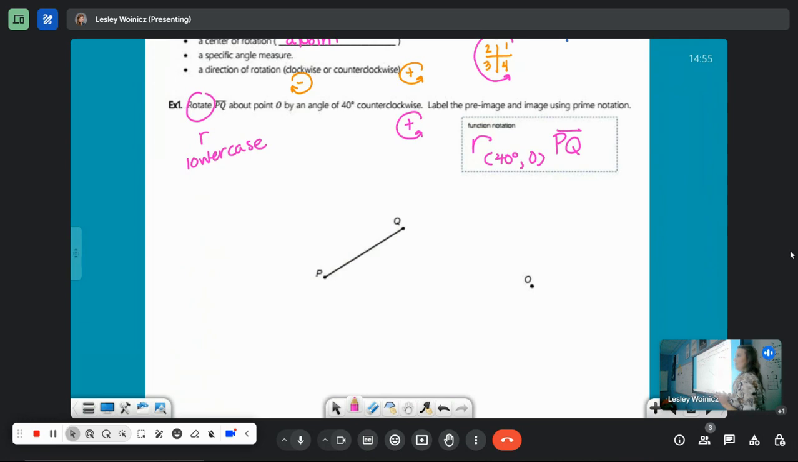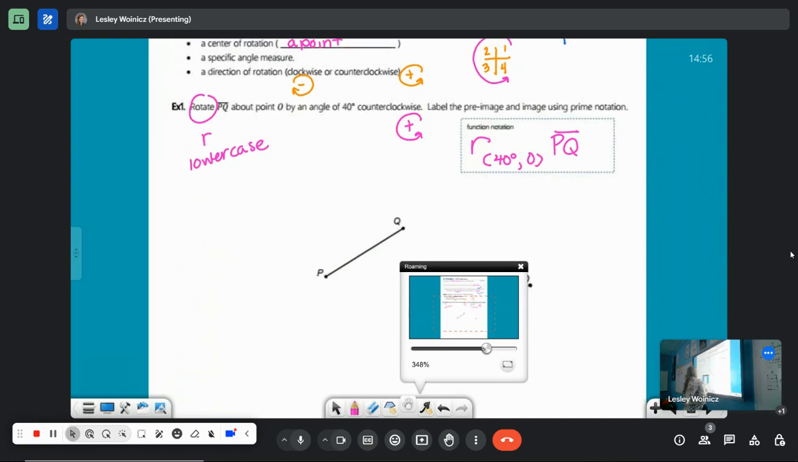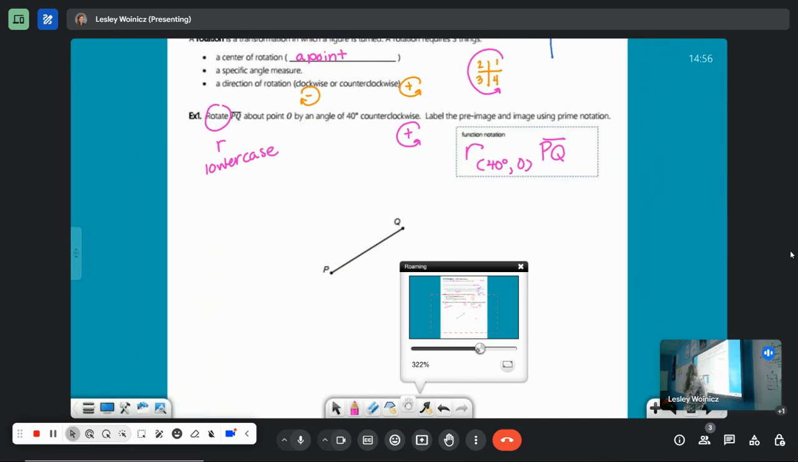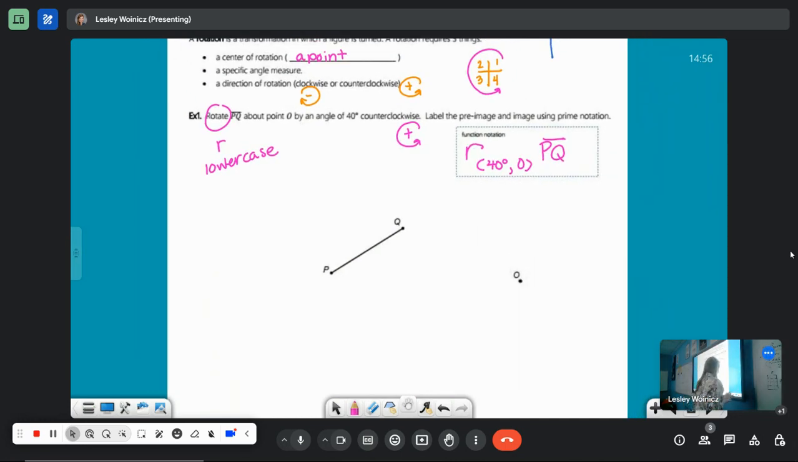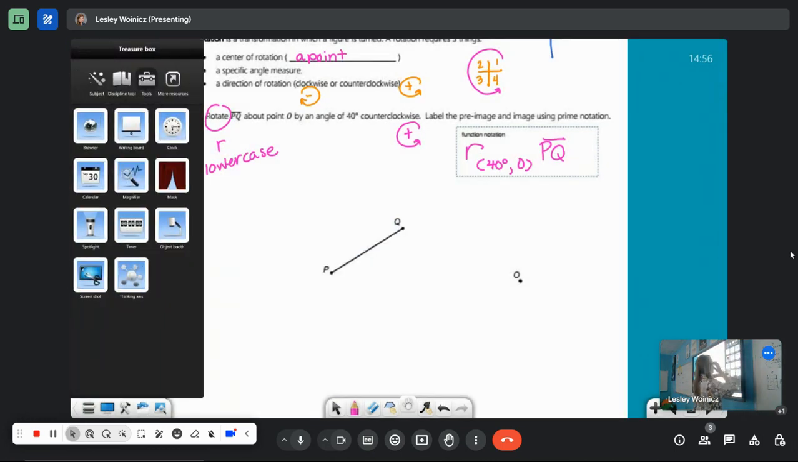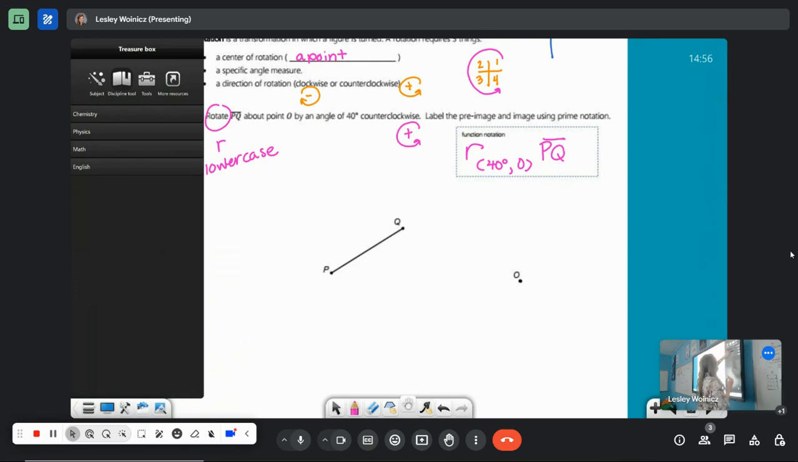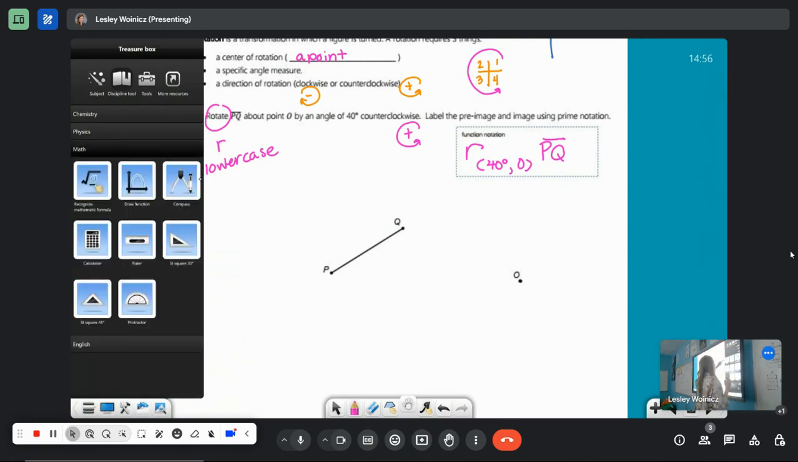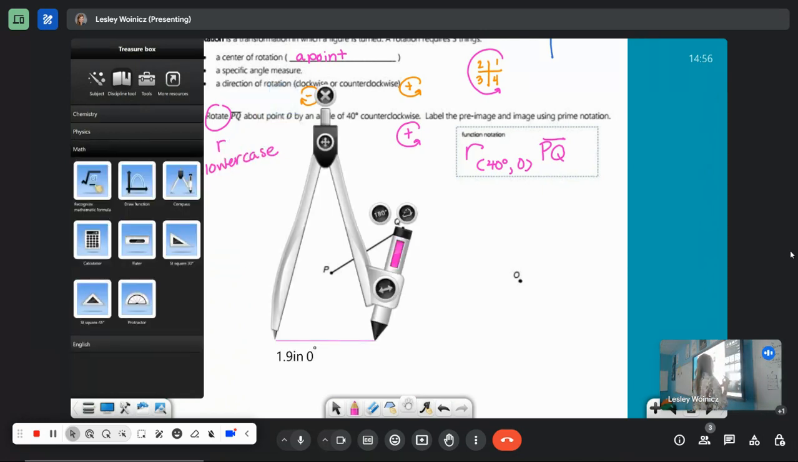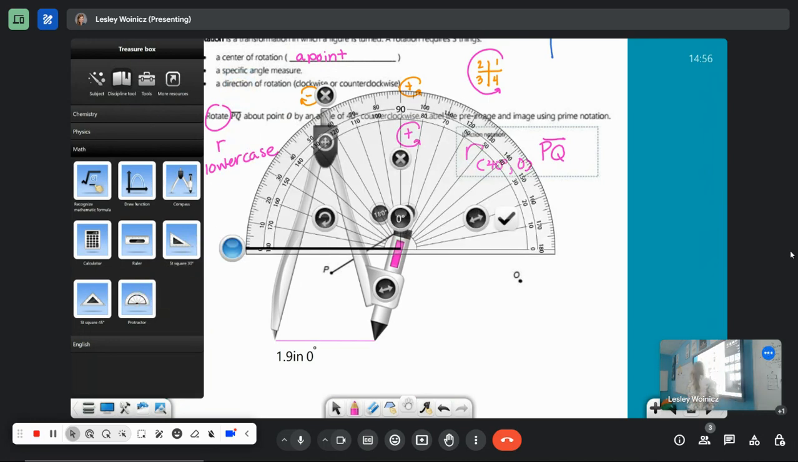Okay, any questions about that? Easy peasy? Okay, does everybody have compasses and straight edges? If you don't, get them out. If you left yours at home, go borrow mine. You also need your protractor.